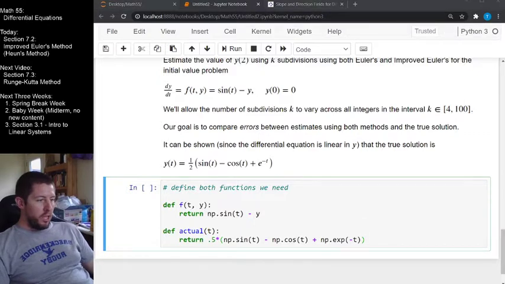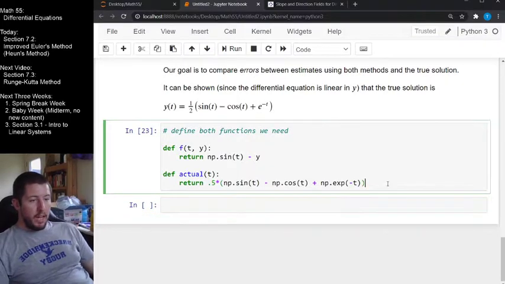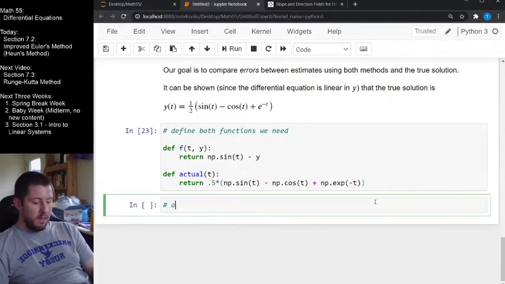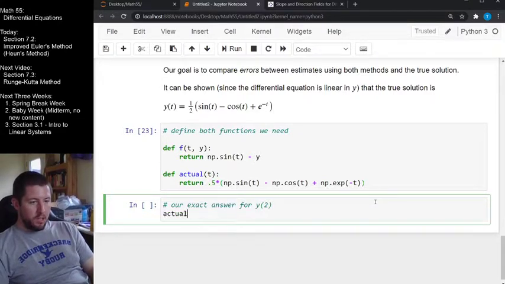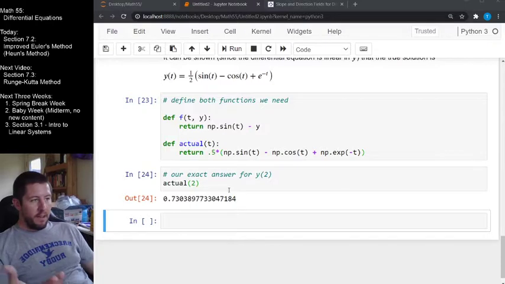All right, so it looks like we can get our exact answer right here. This should just be actual of 2, right? So it looks like that's the value we're actually looking to get at our final time capital T. So that's the value we're going to be comparing against. When we get our approximations, we're comparing them against this number right there.